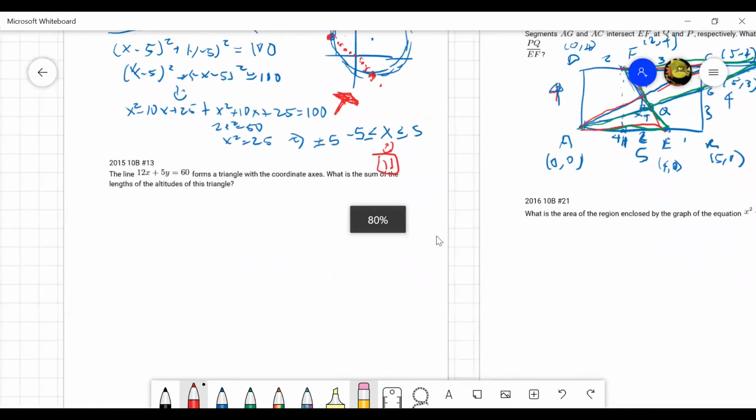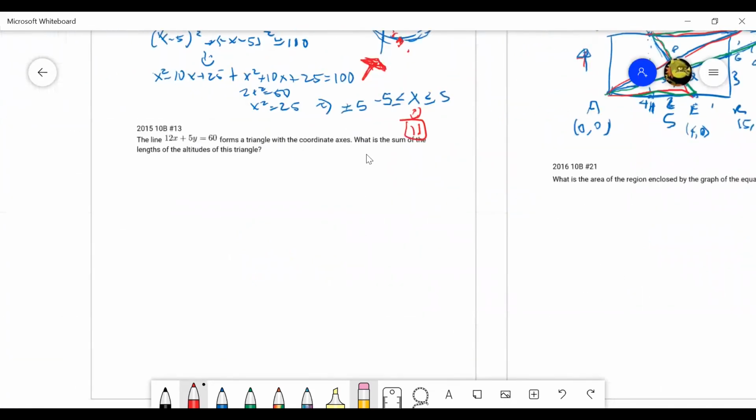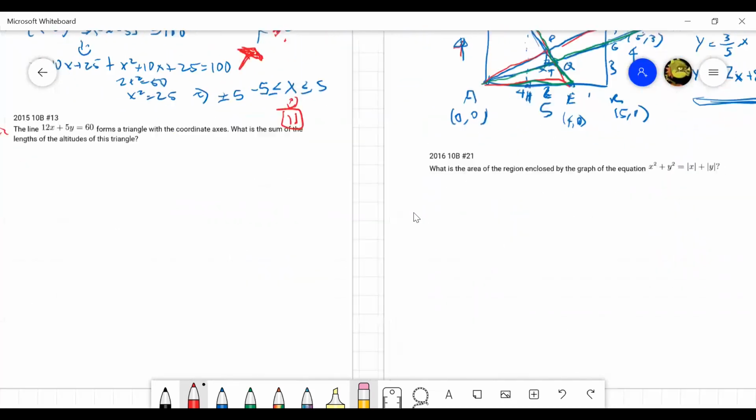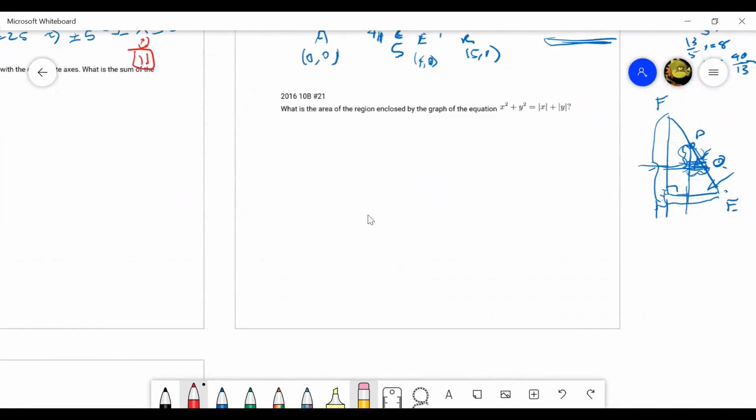We have one more minute, so I'm going to be skipping this problem. It's really not that hard, so if you're interested, you can go look into it. I want to get to this last problem because it's about absolute values.